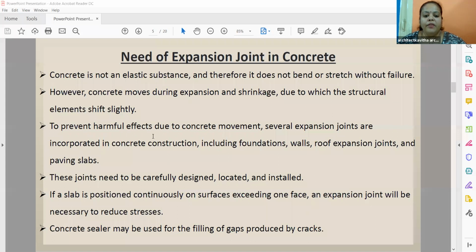To prevent harmful effects due to concrete movement, several expansion joints are incorporated in concrete construction, including foundation, walls, roof expansion joints, and paving slabs. So where expansion is required, the complete building will be separated, including your foundation, your wall, your roof, and your paving slabs. These joints need to be carefully designed, located, and installed. If you don't design it, for example, if you give it in a short building, then the gap will be useless. And you have to carefully cover the gaps also.